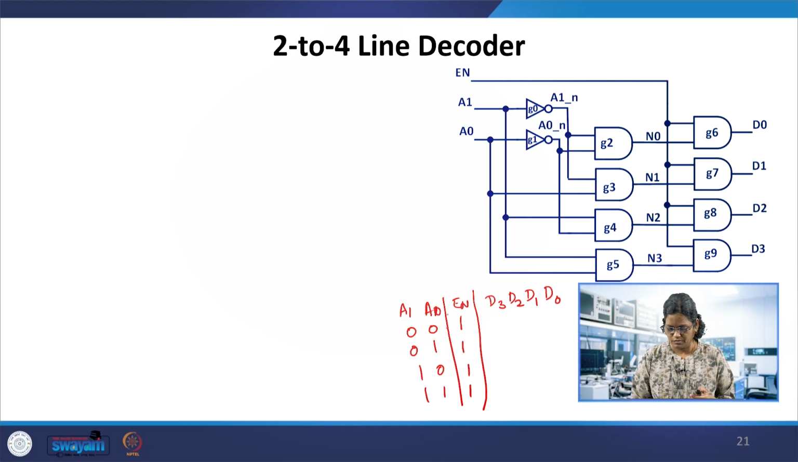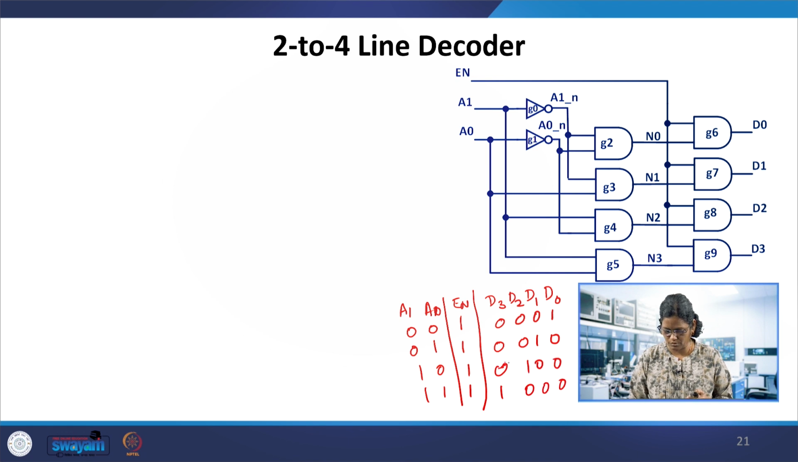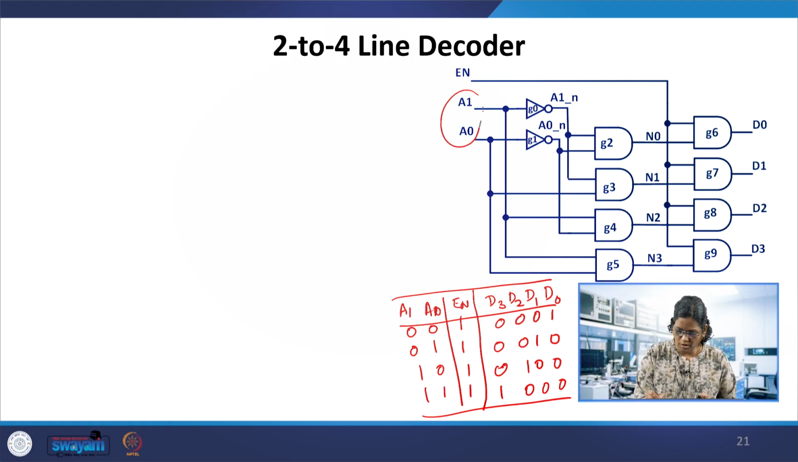If enable is 0, then it will not give you any output here. So this would be 0, 0, 0, 1, and here 0, 1, 0, 0, 1, 0, 0, 1, 0, 0, 0. So D0, D1, D2, D3 outputs should be this. So this is the truth table, the functional table of this combinational circuit. So you have A0 and A1 and its complements, and the enable gate.